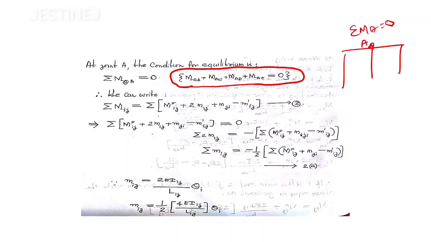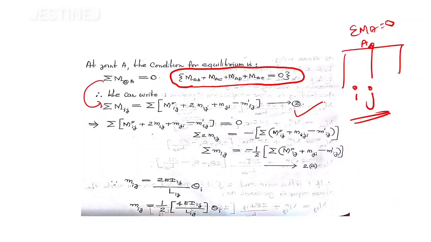Then again, you can note down this equation or represent it with the terms as i and j, that is sigma Mij equals sigma MFij plus 2Mij plus Mji minus M dash ij. You can represent this as equation number 2, where we replace the general equation with the terms i and j. So we already know that the summation of moment about that particular point is equal to 0.